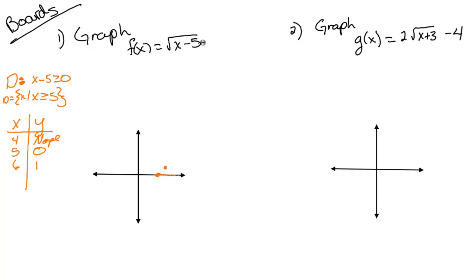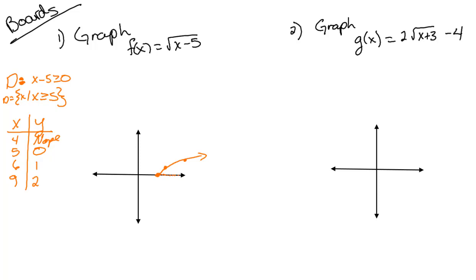And then we could do a 7. That's not going to be 9. 8, 9. 9 minus 5 is 4. Let's do that one. 9 minus 5 is 4. Square root of 4 is 2. And so we get (9, 2), probably somewhere around there. And there's our shape. There we go. Excellent. Nice job.